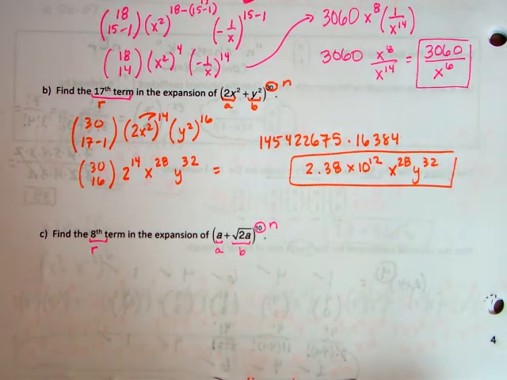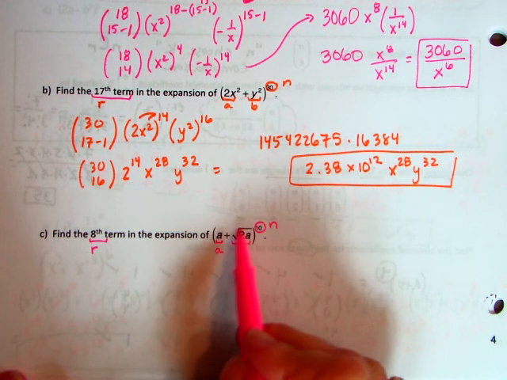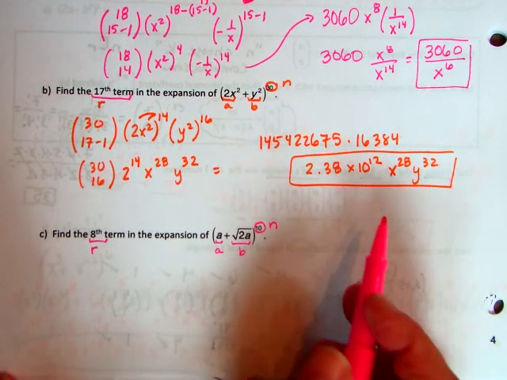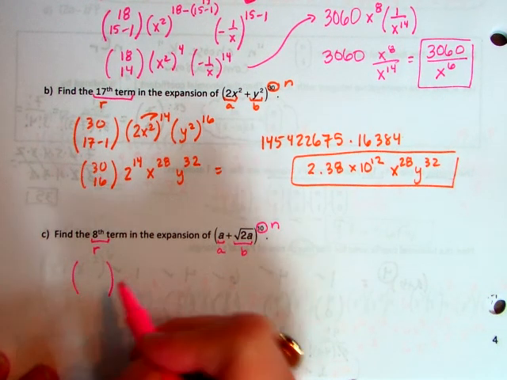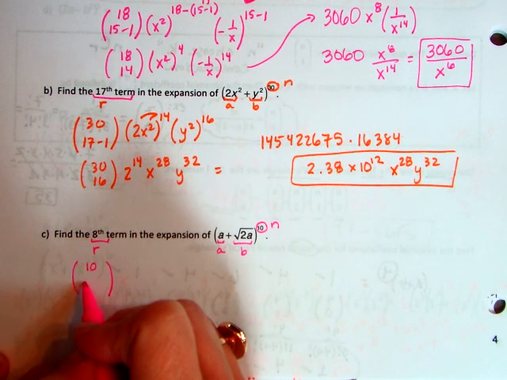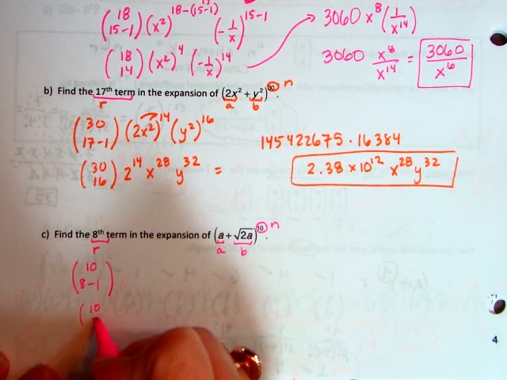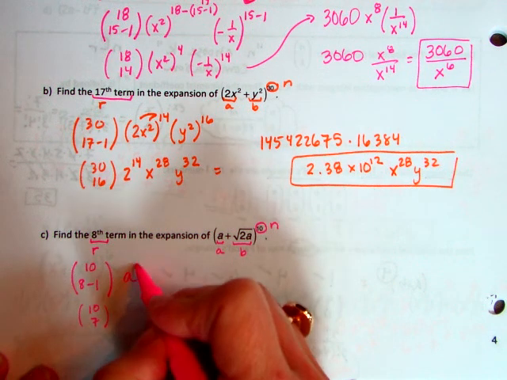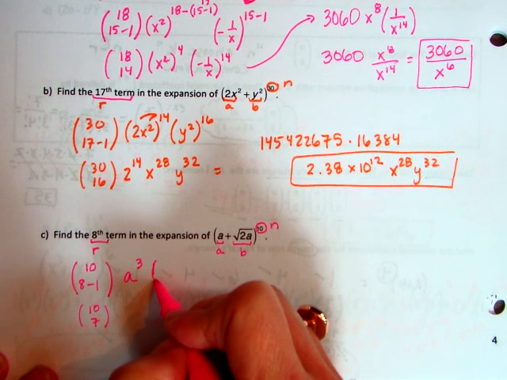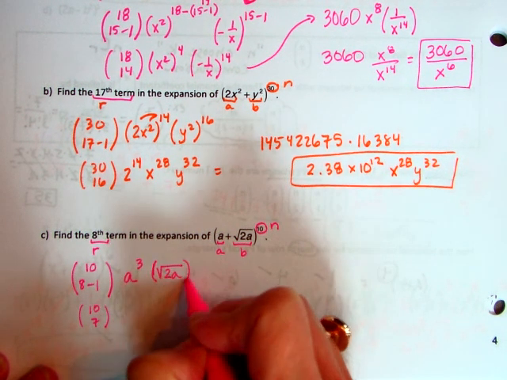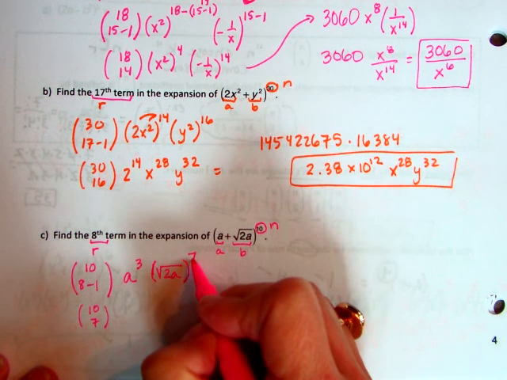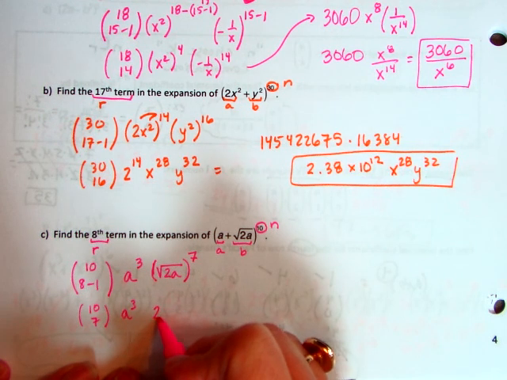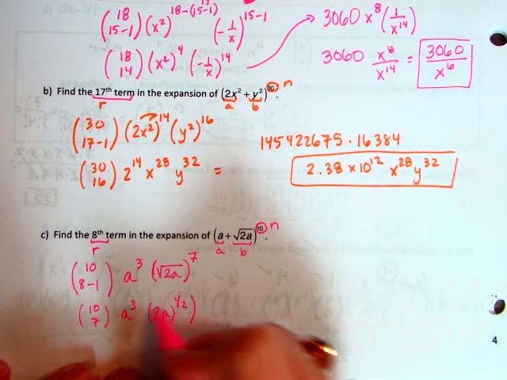So I'm going to do n choose r minus 1, right? So it's 10. R minus 1 is 8 minus 1, so this becomes 10 choose 7. A to the top minus bottom, so 10 minus 7 is 3. My b term, again, is the square root of 2a, and that's raised to the bottom, which is 7. So let's think about this. I'm going to rewrite this as 2a to the 1/2, and then take that whole thing and raise it to the 7th. So then power to a power means I multiply. So this becomes 2a to the 3.5 or 7/2, right?